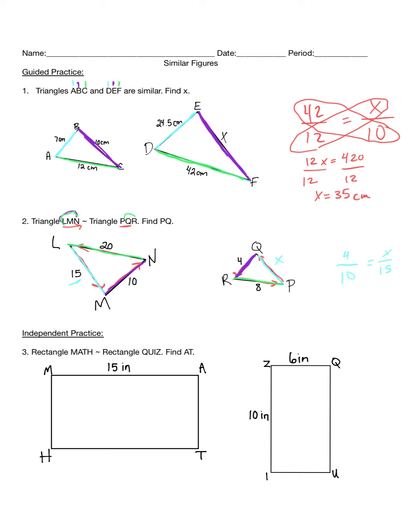Voila, we've got our proportion set up, and we're just going to cross multiply now. So 10 times x is 10x equals 4 times 15. Well, 4 times 15 is 60. Divide out the 10, divide out the 10, x equals 6. There you go. All right, I'm going to go a little bit quicker on the rest of these.